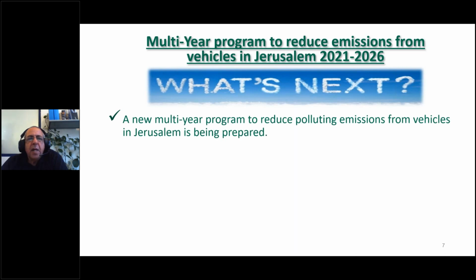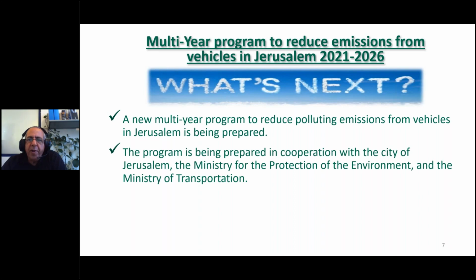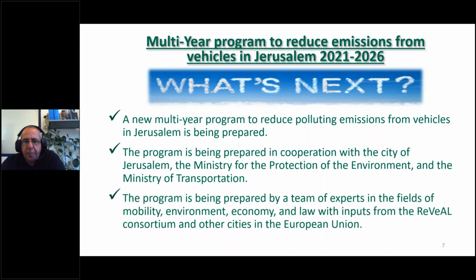What's next? A new multi-year program to reduce polluting emission from vehicles in Jerusalem is being prepared. The program is being prepared in cooperation with the City of Jerusalem, the Ministry for the Protection of the Environment, and the Ministry of Transportation. The program is being prepared by a team of experts in the fields of mobility, environment, economy, and law, with inputs from the ReVeAL Consortium and other cities in the European Union.